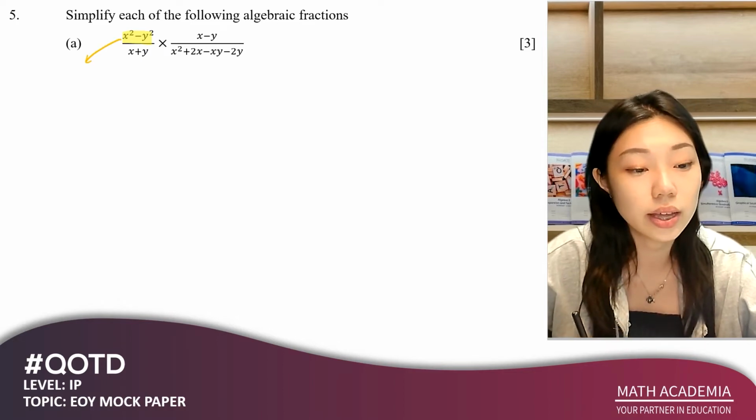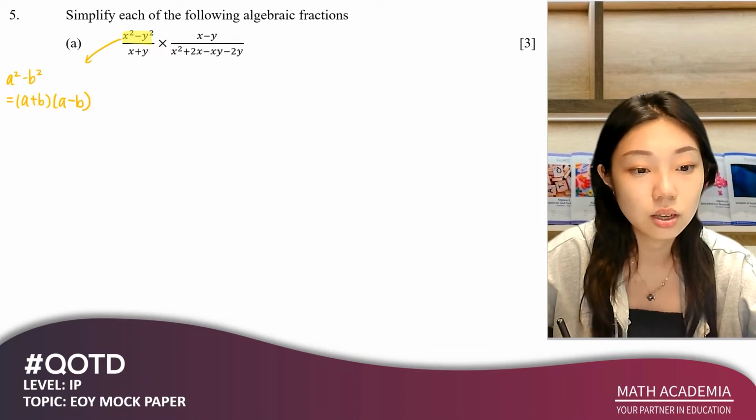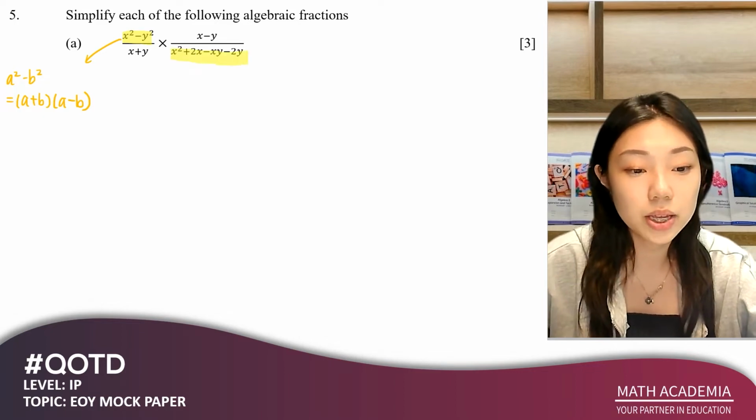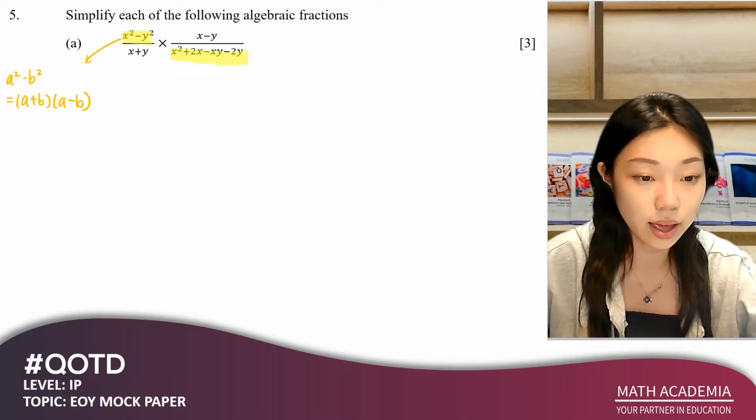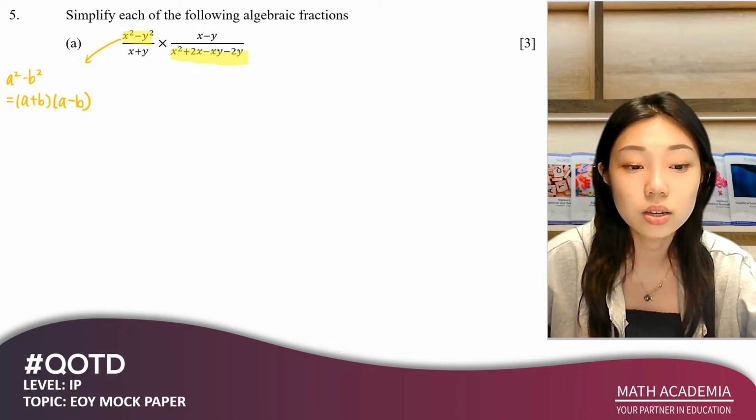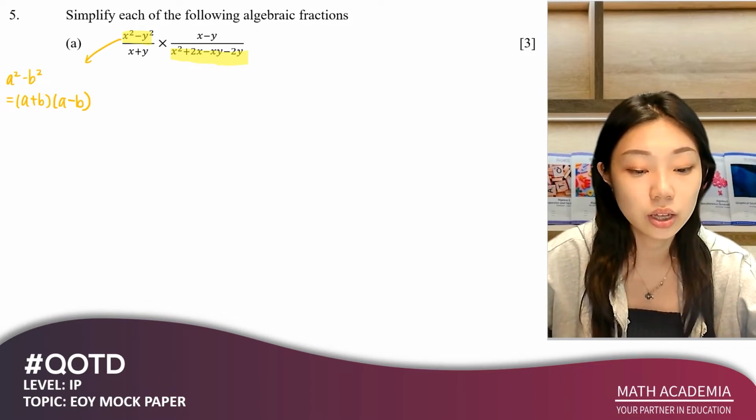You should recall the algebraic identity a squared minus b squared equals a plus b multiplied by a minus b. Okay, and when I look at my expression here, I have a mixture between x squared, 2x, xy, and 2y. So what can I do about this? Okay, maybe I can try factorization by grouping.